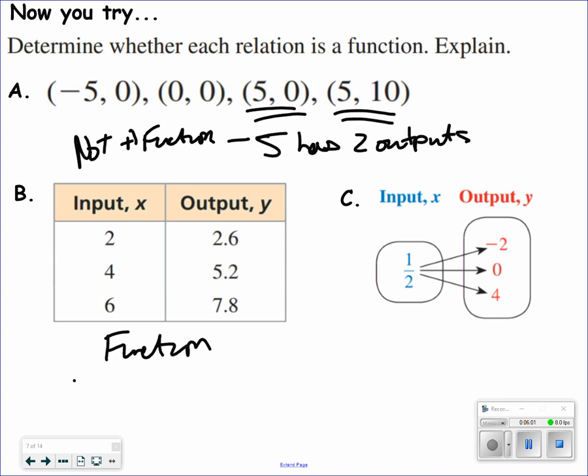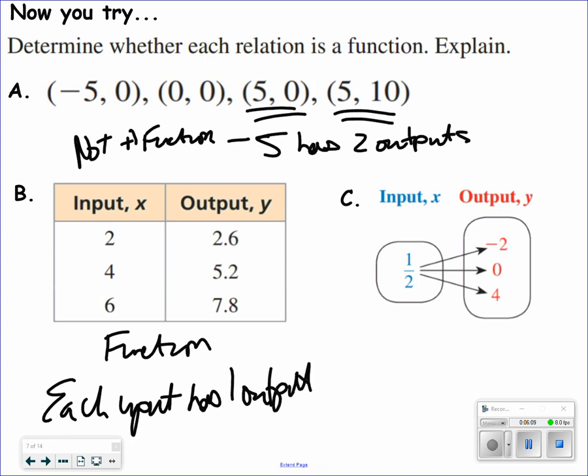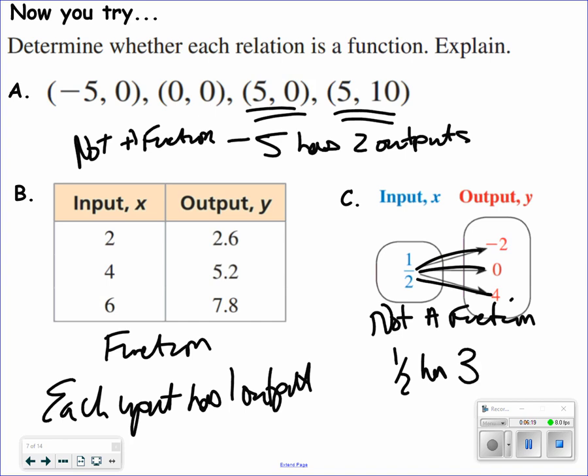And again, the only reason that you would say is each input has 1 output. A half goes to 3 different numbers. That is not a function. And again, the reason would be because a half has, in this case, 3 outputs. And again, you're only allowed 1 if it's a function.